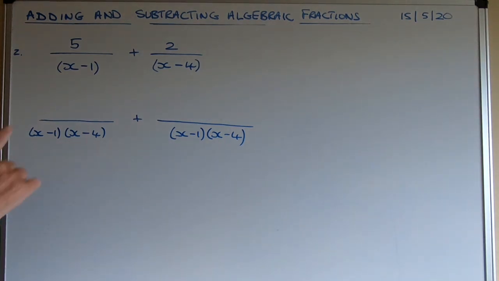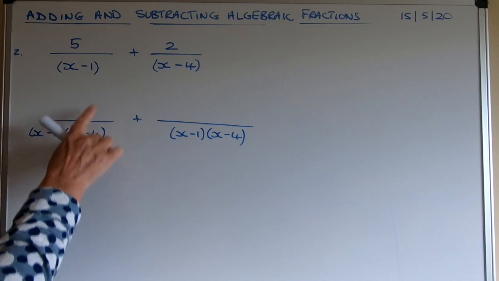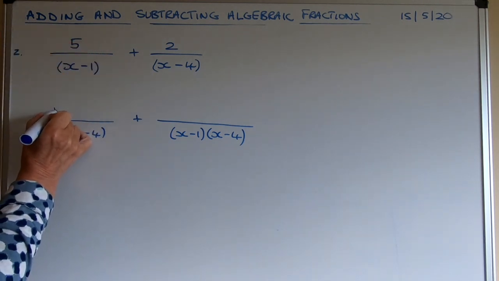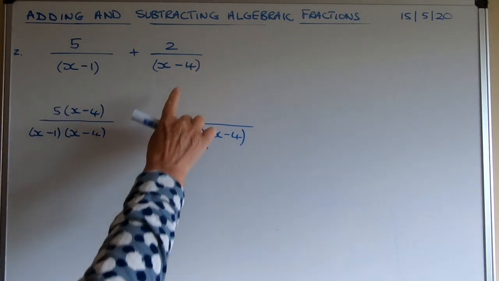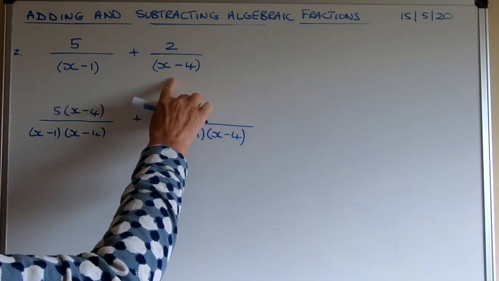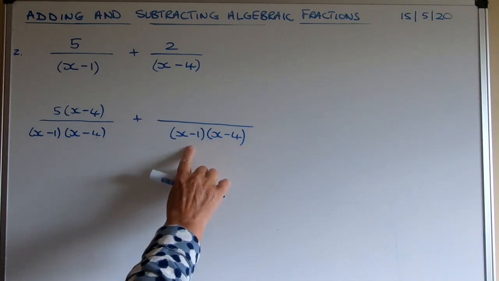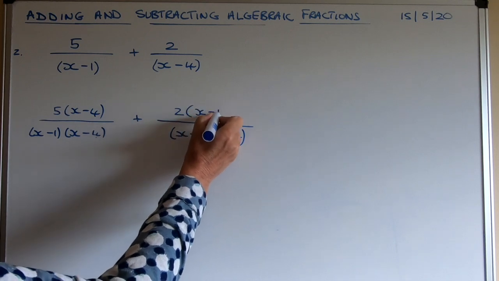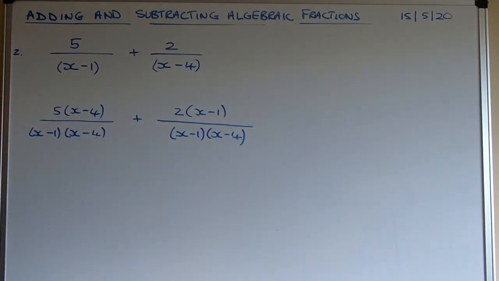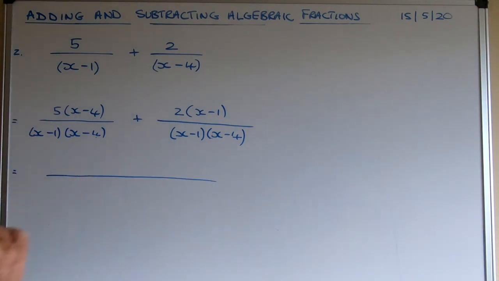Now again, what have I done to my denominator here? I've multiplied it by x minus 4, so I do the same to the top: 5 times x minus 4. What have I done to my denominator here? I had x minus 4, and I now have x minus 1 times x minus 4. I multiplied it by x minus 1, so I do exactly the same to the top here. Now I have the same denominator again. I would suggest you do that and do not go straight from the first line to this.